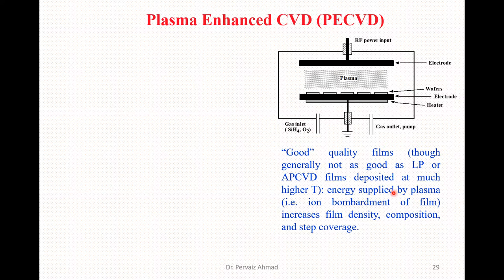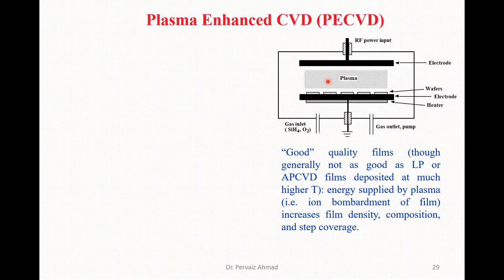So this is the typical experimental setup that can be utilized for the plasma enhanced chemical vapor deposition technique. Just like you can see here, there is a heating arrangement. The heating is normally performed via RF heating. Here you can see the different parts of the experimental setup. We have the gas inlet and the gas outlet pump. The gases normally provided here are silicon tetrahydride and oxygen. Along with that, we have the electrodes placed here, and the heaters, and the plasma is generated in between the electrodes.